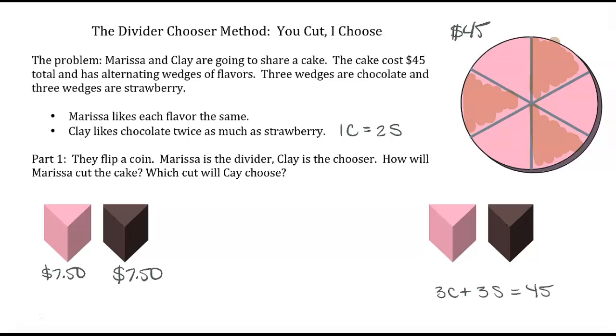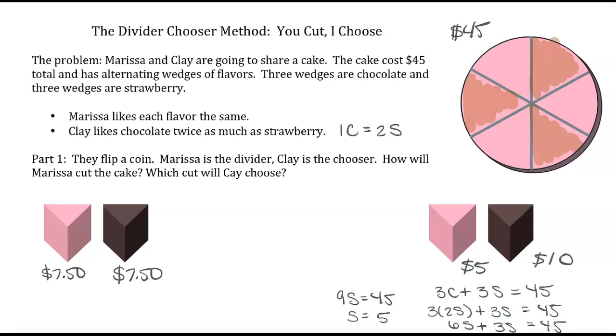So with this total cake being 3 slices of chocolate and 3 slices of strawberry, for a total of $45, we could substitute 2 strawberries for every slice of chocolate, which would give us 3 times 2s plus 3s equal to $45. That's 6s plus 3s equals $45, for a total of 9 times s equal to 45. If 9 times s is equal to 45, that means that each slice of strawberry to Clay is worth $5. And if chocolate is worth twice as much as strawberry to Clay, then each slice of chocolate is worth $10. You should do a quick check to make sure that this adds up to a total of $45.